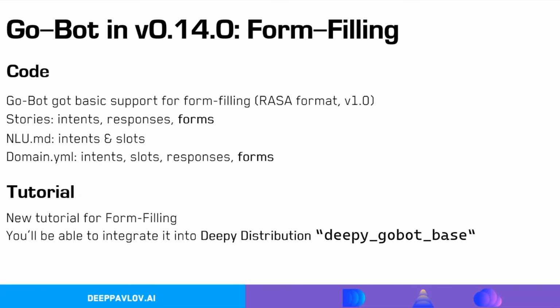So just to make a small recap, what happened to GoBot in the previous version? In the previous version, version 0.14, we added support for basic form filling. We continued supporting version 1.2 of RASA format because RASA format is quite useful, usable, and easily readable. So we supported basic form filling on PyRSM, and we provided you with a form filling tutorial that you can use to use form filling in your goal-oriented skills.